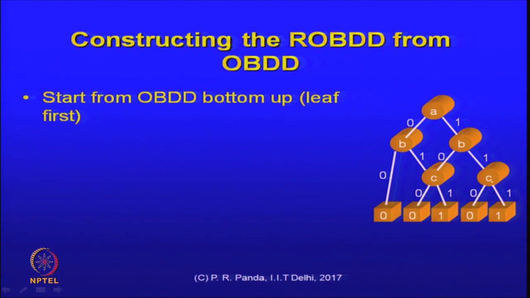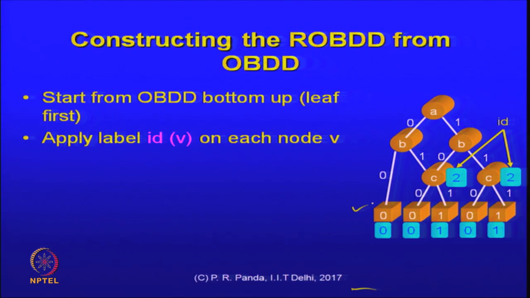You start from the OBDD bottom up, right, from the leaf levels. You apply a label called an ID to each of these nodes. For every distinct function that we come across, we will identify a new label. So, initially I would have just the zeros and ones here, but for these two nodes I would give the same label because they are essentially the same function. So, I would apply a label, but my traversal is from the bottom up. So, these labels are also getting applied in a bottom up way.